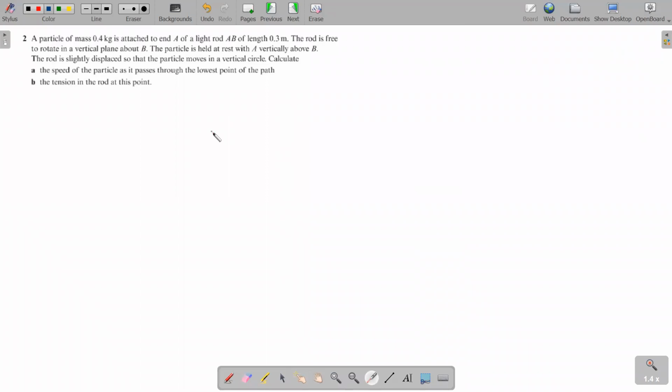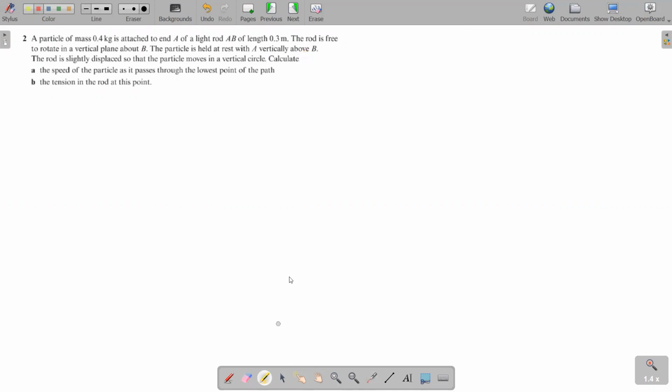All right, moving on to question number 2. A particle of mass 0.4 kilogram is attached to end A of a light rod AB of length 0.3. The rod is free to rotate in a vertical plane about B. There are some similarities between question 1 and question 2: the particle is attached to end A and it's rotating around B. The particle is held at rest with A vertically above B.